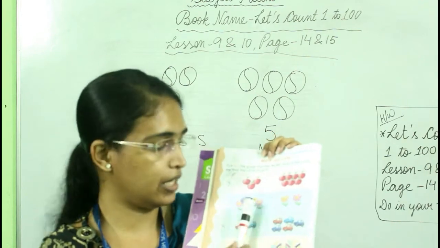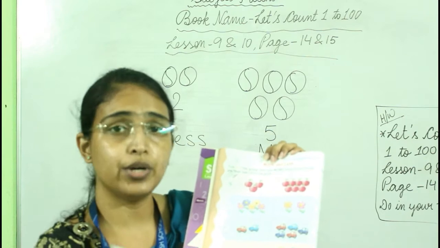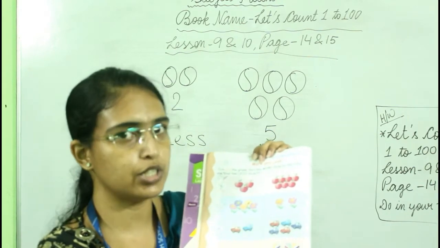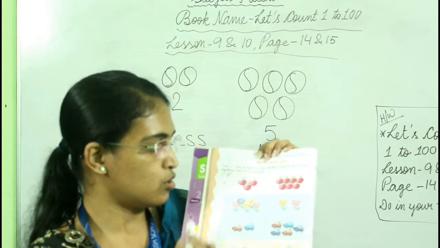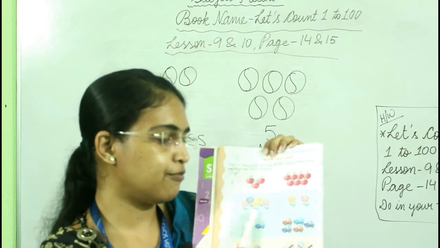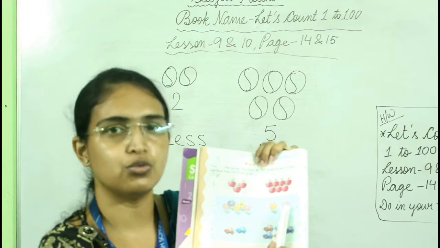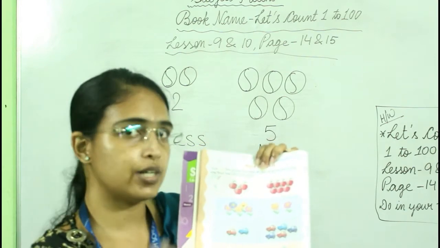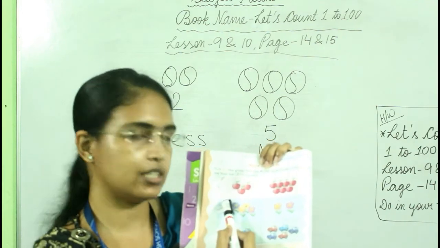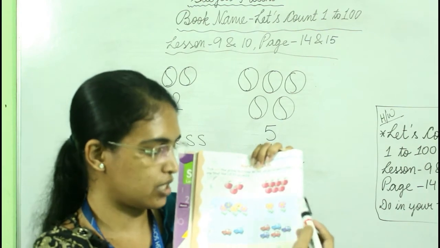Now next group, in our next group there are some flowers in both the side. Now we have to find out in which side we have more flowers and in which side we have less flowers. So let's count. 1, 2, 3, 4, 5. We have 5 flowers in this side and in this side how many flowers? 1, 2. Only 2. So which one is more? This one. So you have to tick this circle. And which one is less? This one. So you have to cross this one.